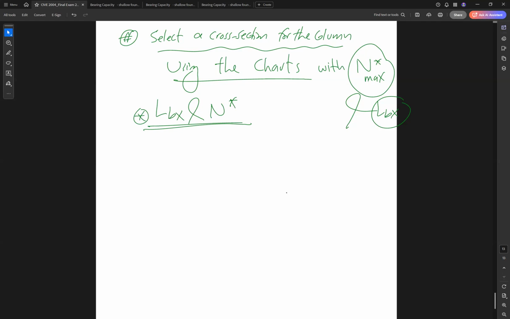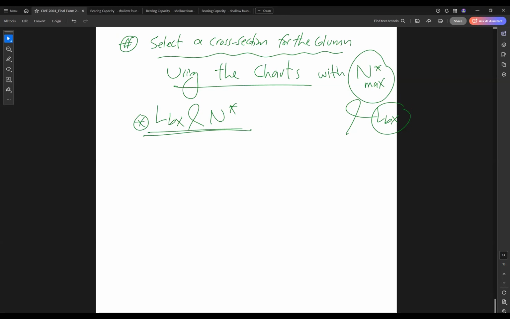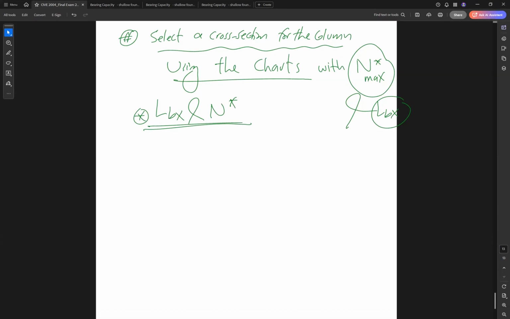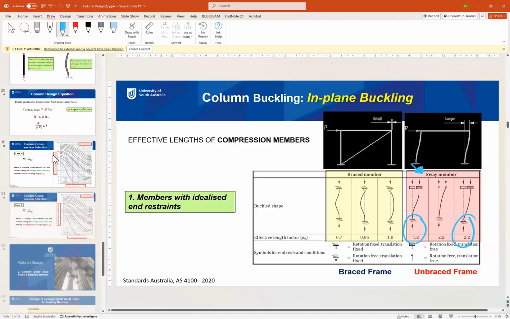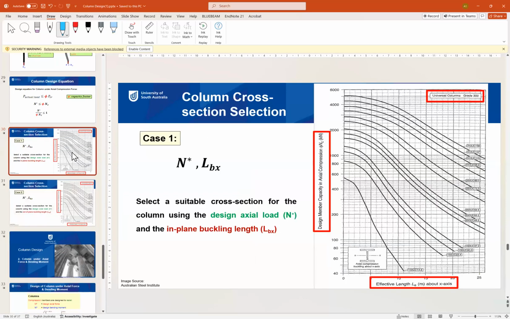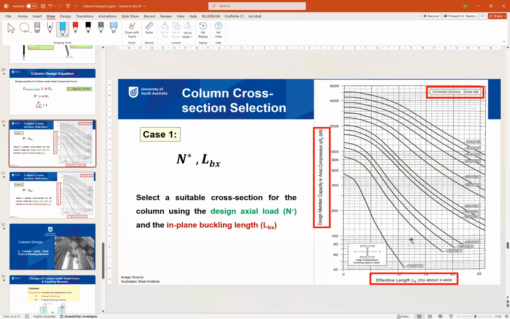So using the buckling length LBX and N asterisk and the chart, we can find the section. How can we find the section? This is our design charts. Can you see the chart? Okay. So here LBX, how much was LBX? 19.8, for example. So here is close to what? 20.